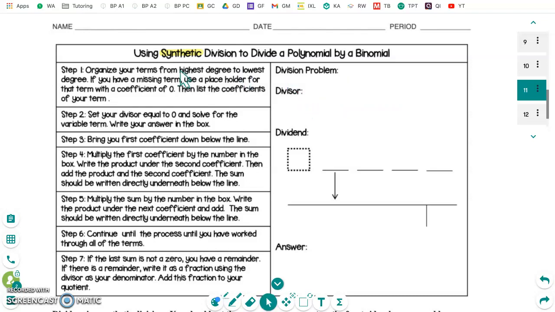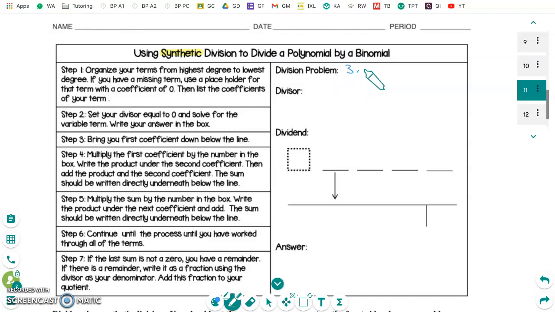So you've got a kind of long-winded explanation here. We're just going to do it, and I think you'll get the hang of it really quickly, but you can always look at this. We're going to do the exact same problem that was on the front, so you can just go ahead and copy it.